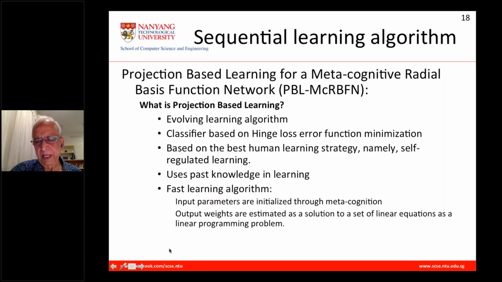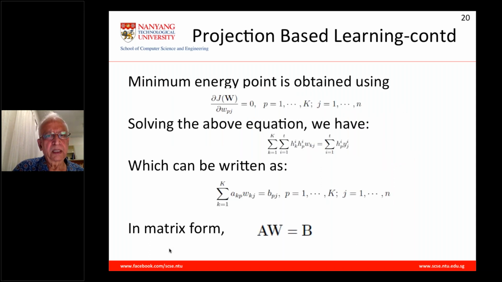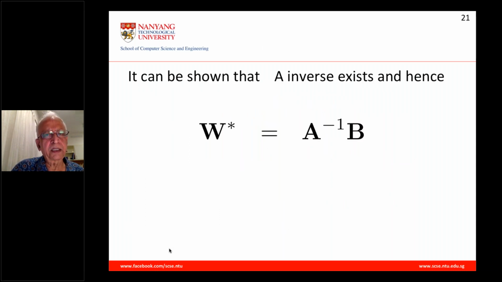System. Okay. So this is the basic algorithm. I will leave the details. Essentially, it's a single step. There is no iteration here. It is for sequential learning. In one shot you learn. The optimal weights you have to find. The equations are shown here, and it can be shown it exists. So this is why it's called projection based learning. It does it very fast, and sequential learning.